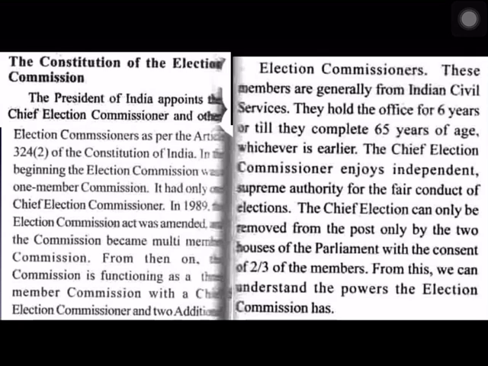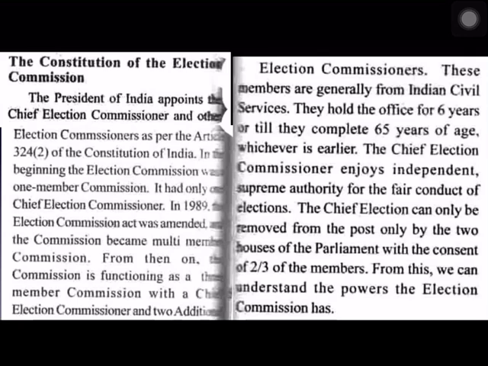And the Chief Election Commissioner enjoys independent and supreme authority for the fair conduct of elections. He is not answerable to anyone as far as elections are concerned. He is having independent powers; it is an autonomous body.